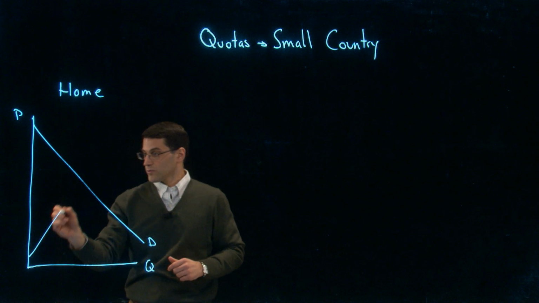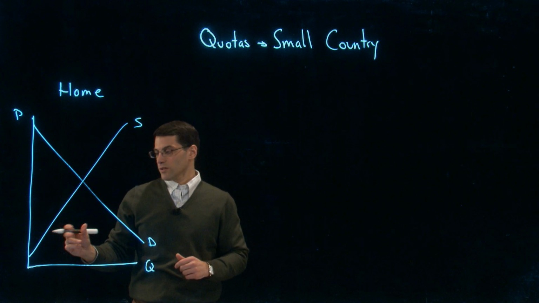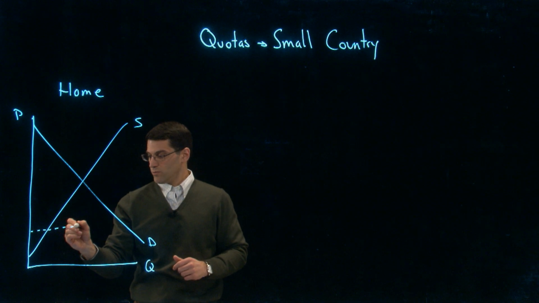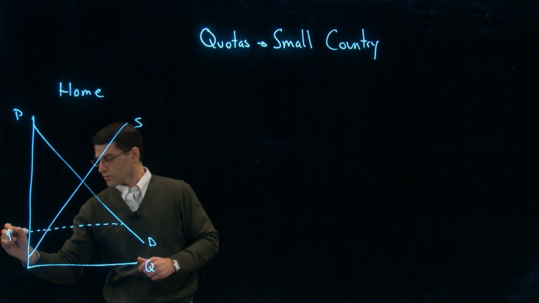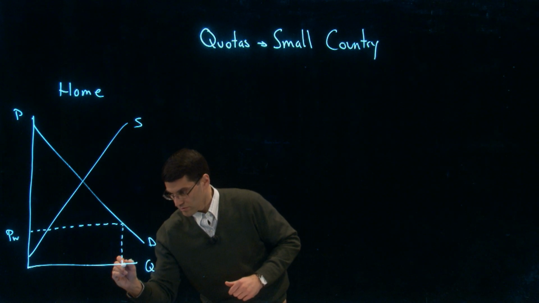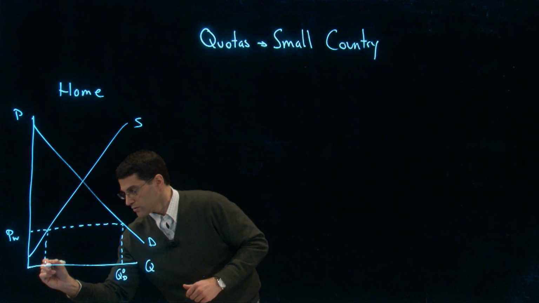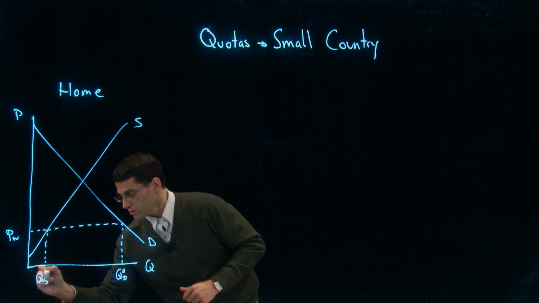Demand curve, supply curve, and put in our world price. Okay. Quantity demanded at the world price, quantity supplied at the world price.